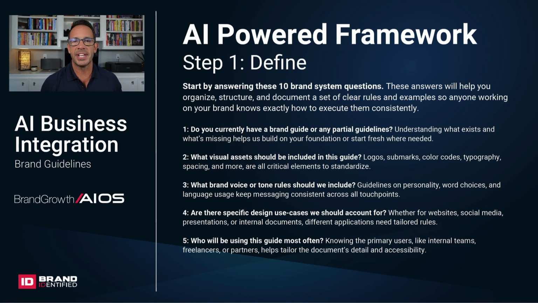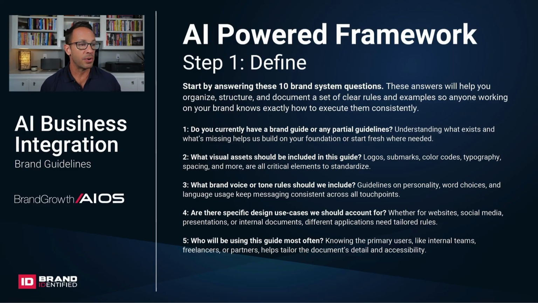So step number 1 of this AI-powered framework is to define. Start by answering these 10 brand system questions. These answers will help you organize, structure, and document a set of clear rules and examples so that anyone working on your brand knows exactly how to execute on them consistently. Question number 1 is, do you currently have a brand guide or any partial guidelines? Understanding what exists and what is missing helps us build on your foundation or start fresh where it's needed.